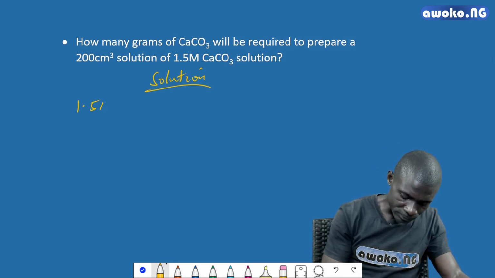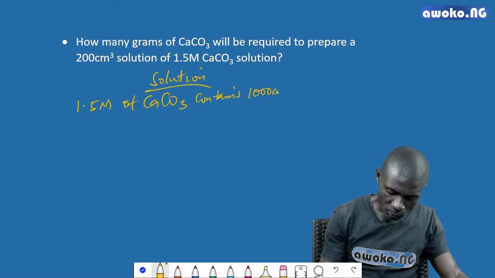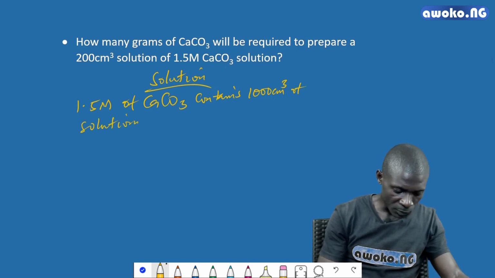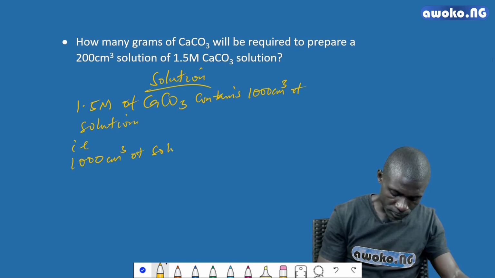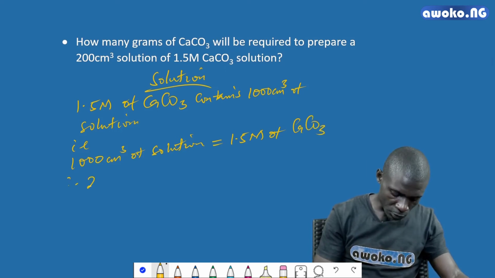So we can say 1.5 mole of CaCO3 contains 1000 cm cube of solution. So that is 1000 cm cube of solution. 1000 cm cube of solution is equal to 1.5 mole of CaCO3.